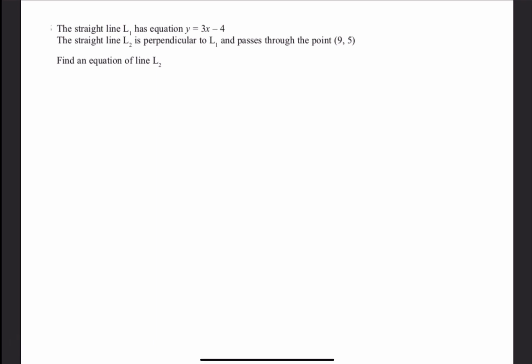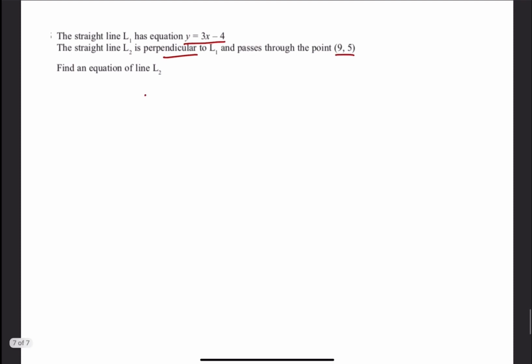A straight line. Okay, that's that. It's perpendicular, so we need the gradient, and we know the point, so that's good. So we need the gradient. What is the gradient of this one? y equals 3x minus 4. Can we find the gradient? Yes, it has to be written as y equals. Yes, it is, so it's fine. The gradient of this one is 3, but I don't want this. I want the perpendicular one.